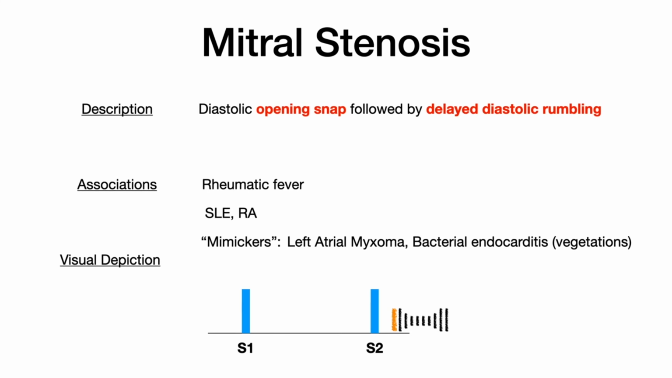Now, as far as associations go, when it comes to mitral stenosis you want to think about rheumatic fever. That's going to be the big one.